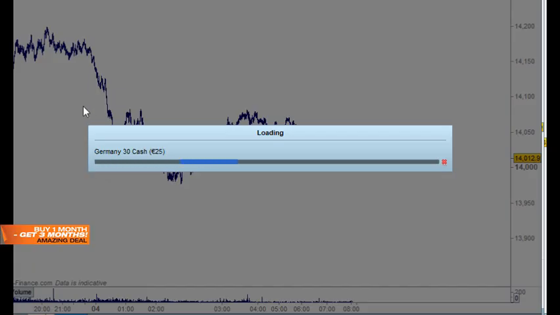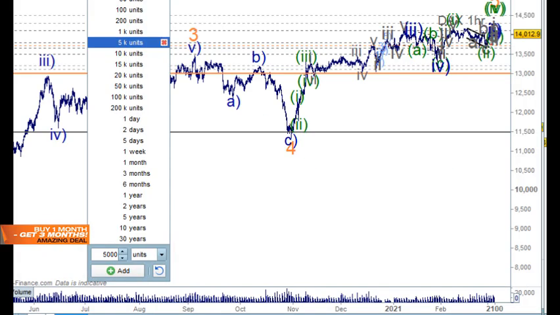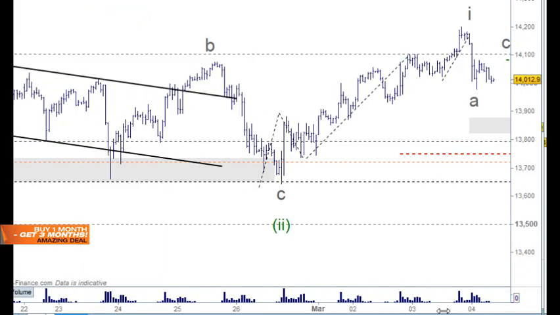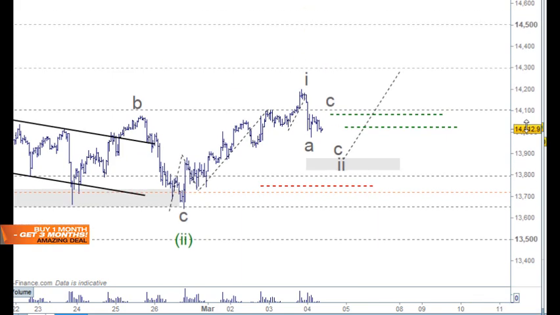Come back to the hourly chart here just for the moment. We don't need that. So lost our, oh, that was coming through there, right, the 14,000.